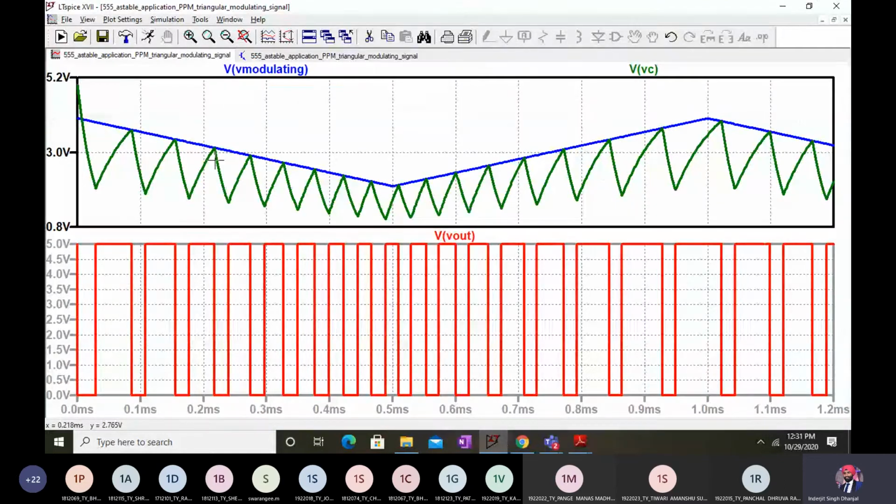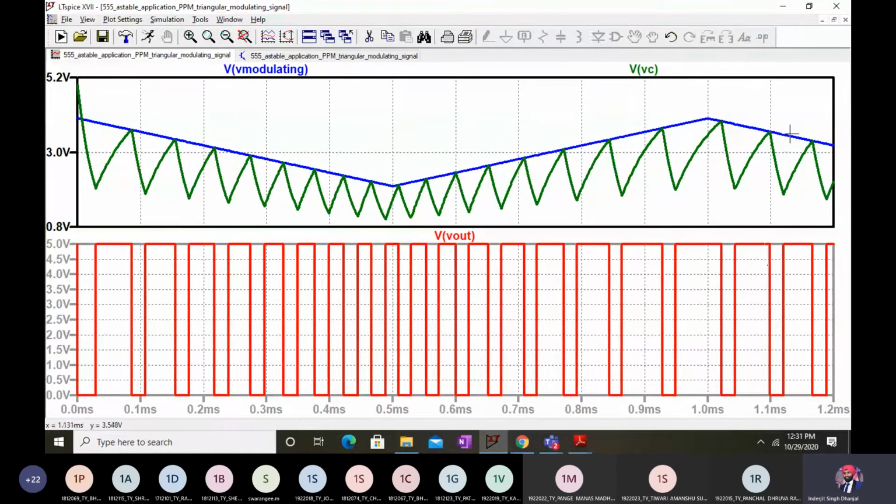So again I'm repeating, if my modulating signal is decreasing, two things are happening. My T on time is changing and my capacitor voltage peak to peak value is also reducing. And once my modulating signal is increasing, the peak to peak value of my capacitor voltage is also changing, obviously. And yes, the T on time is also changing, but the T off time remains the same.